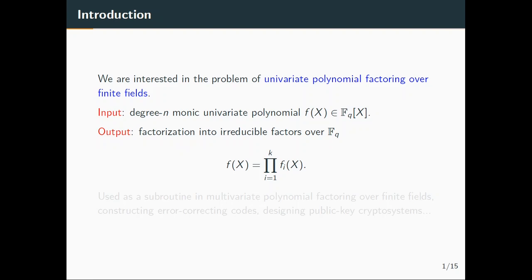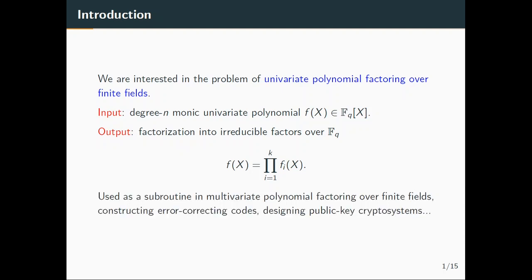And this is a very basic problem in computer algebra. And it's used as a subroutine in many problems from different areas. For example, it's used in multivariate polynomial factoring over finite fields, constructing error correcting codes, and designing public key cryptosystems, etc.